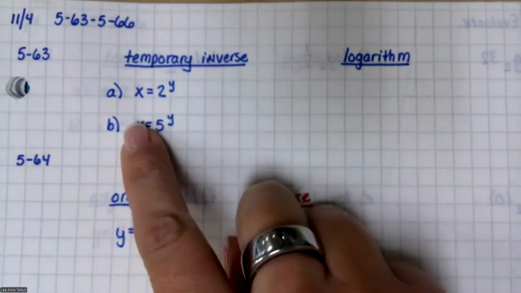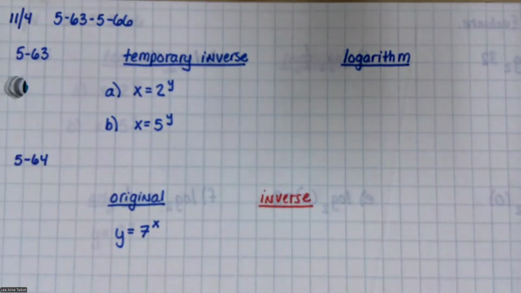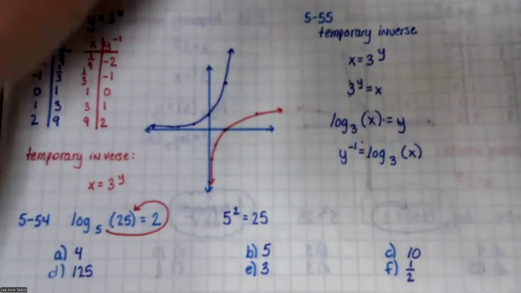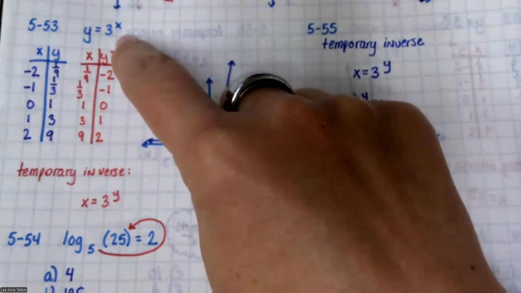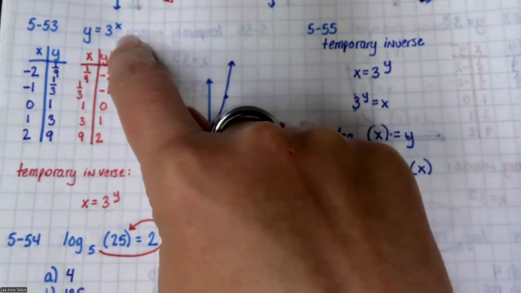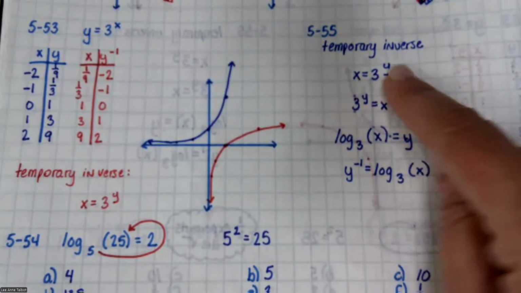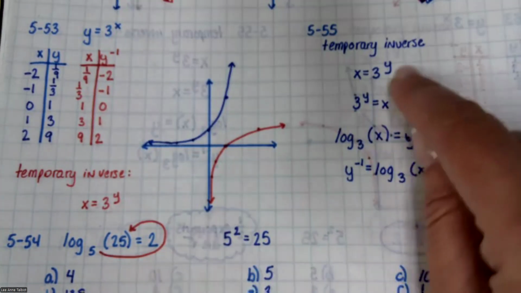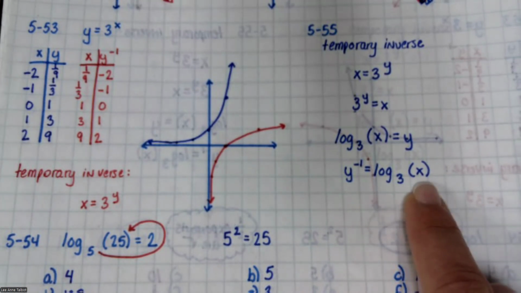So this is where we left off last week. We had a temporary inverse. I just want to go back and remind you. So this is what our notes look like from last time. And we had an exponential of 3 to the x, and y equals 3 to the x. We said our temporary inverse was x equals 3 to the y, so we just flipped them. And then we used what I call the Guinan circle to bring the y in front, and I got y inverse is log base 3 of x.